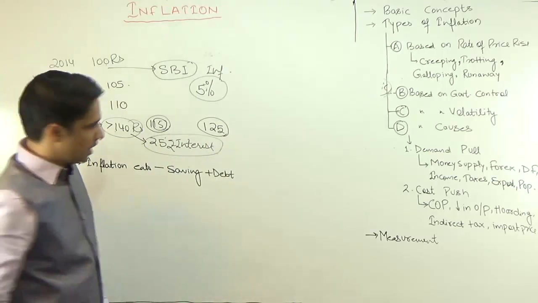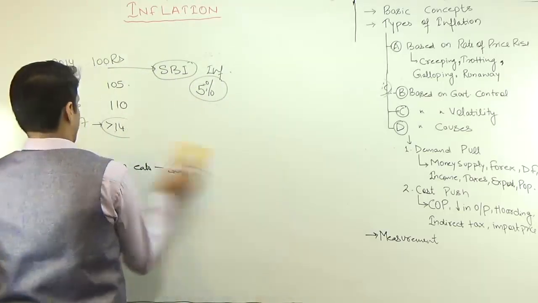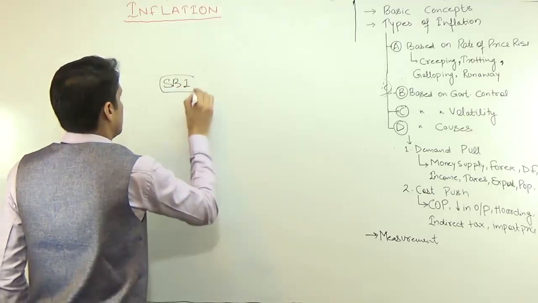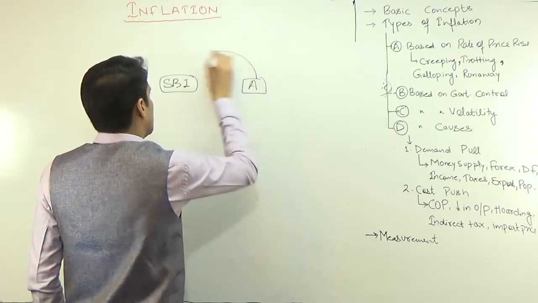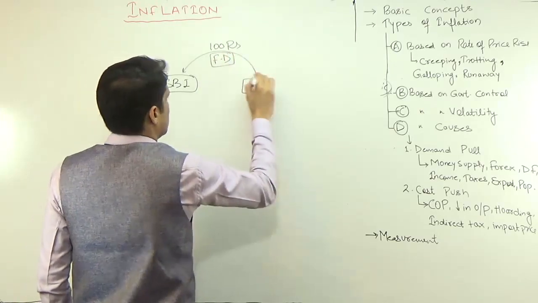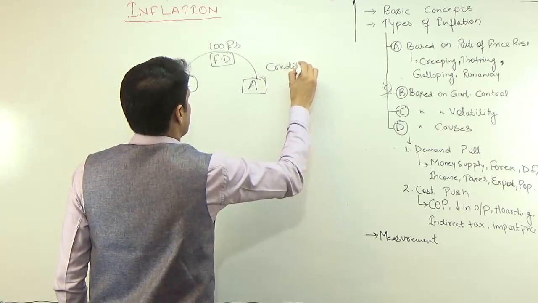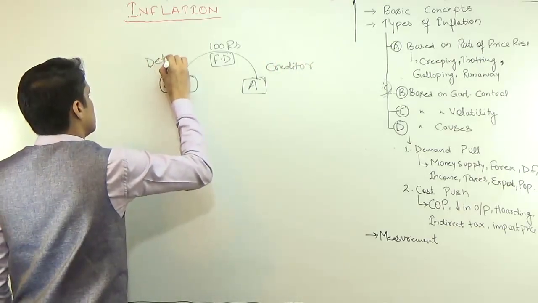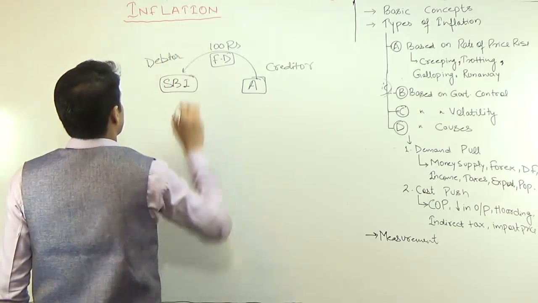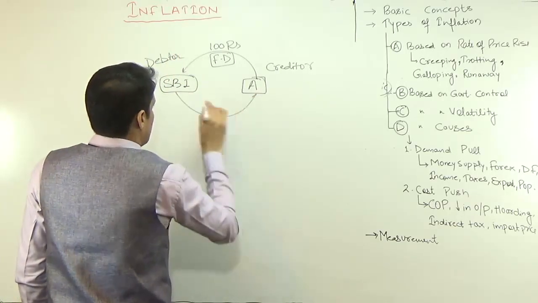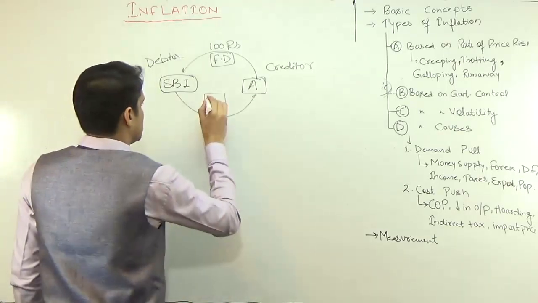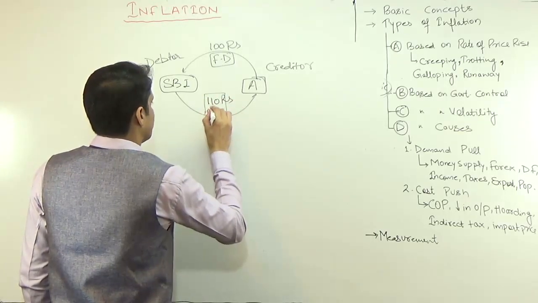Next, it is known as debt. Inflation eats debt also. How? Suppose this is SBI and this is A. A gave 100 rupees to SBI in the form of an FD. A in this case is known as the creditor. SBI in this case is known as the debtor. SBI in return gave a piece of paper that is known as the FD, on which it is written: you gave me 100 rupees, I'll give you 110 rupees after 1 year.